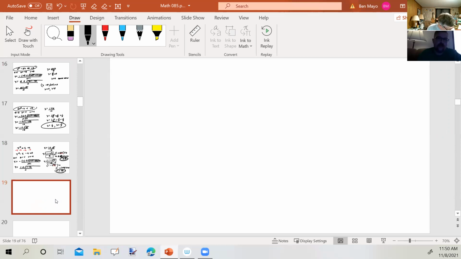So, first example, let's say I've got this: negative 5x squared plus 9x minus 2 equals 0. Well, in this case, a is negative.